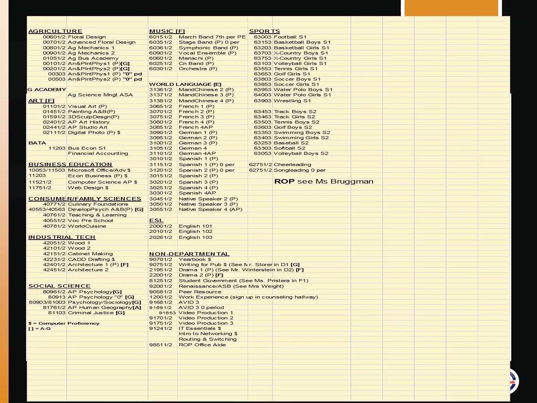For the Business and Technology Academy, you'll be taking a semester of Economics of Business Ownership and Financial Accounting. In the Business Department, we have Microsoft Office and Microsoft Advanced, Economics of Business Ownership, AP Computer Science, and Web Design. All of these classes fulfill the computer literacy requirement for graduation.